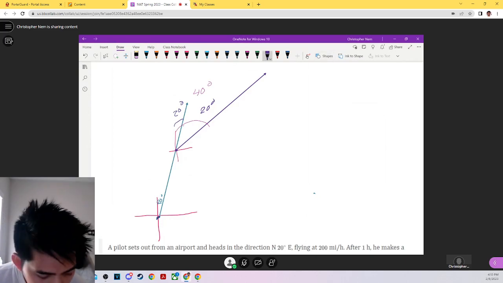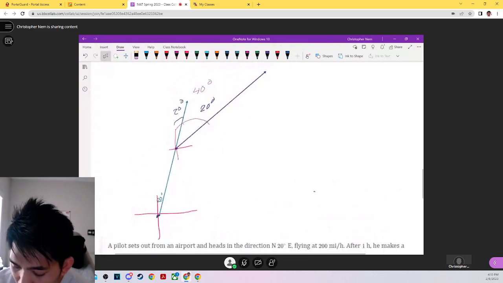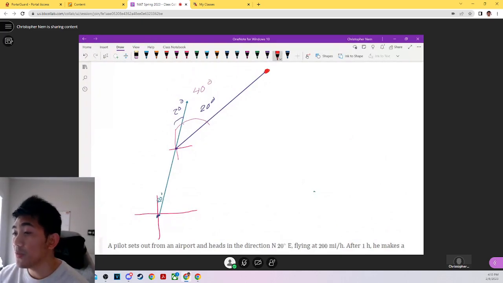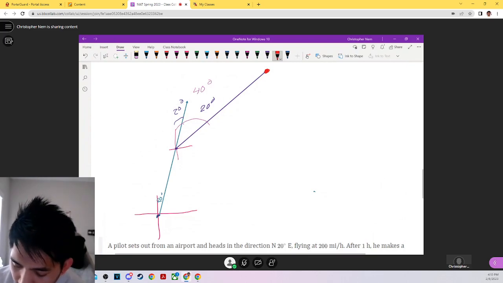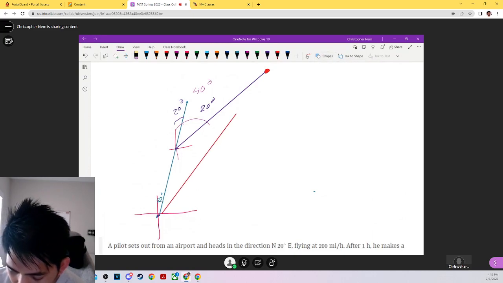Then the plane has trouble, so he makes an emergency landing. This is where he stops, right here. Now it's asking you, what is the distance he traveled from the original position? Well, to calculate distance, it's just a straight line. This is the distance right here.